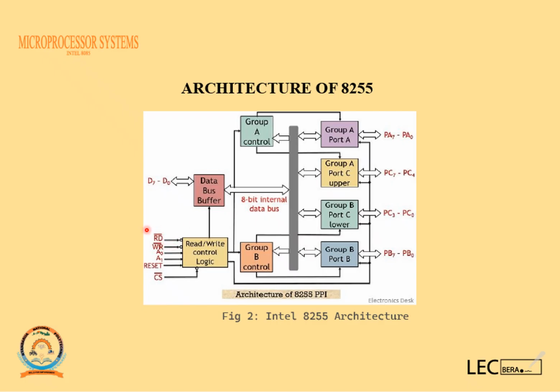By activating this signal RD, the Intel 8085 will be able to read data from the 8255. The work of A0 and A1 is to select which port we are going to use. If both are 00, then no port has been selected. Then we can select one of the ports by changing to 01, 10, or 11. We are going to see more about that.